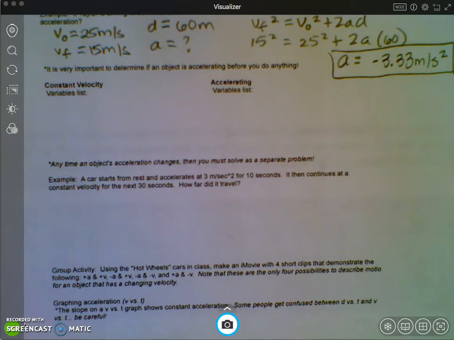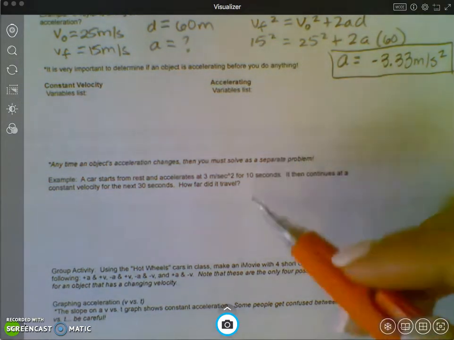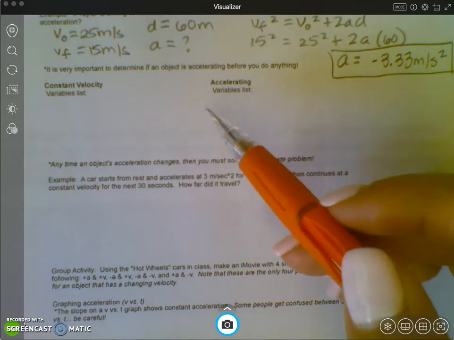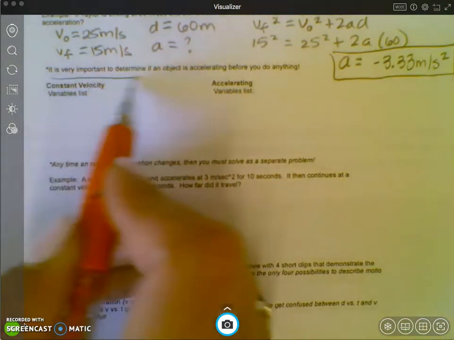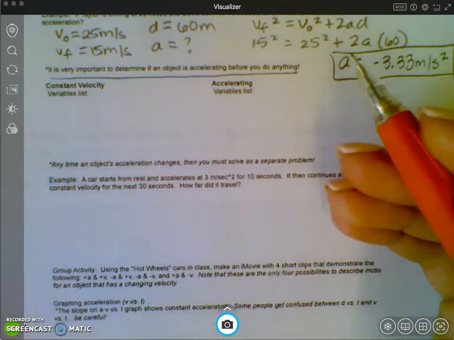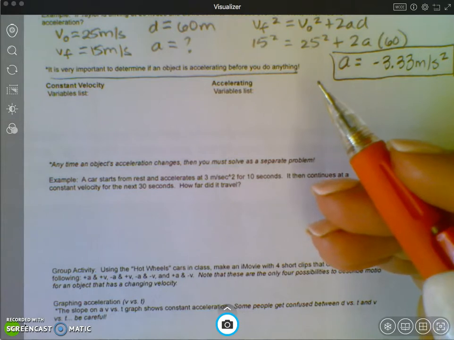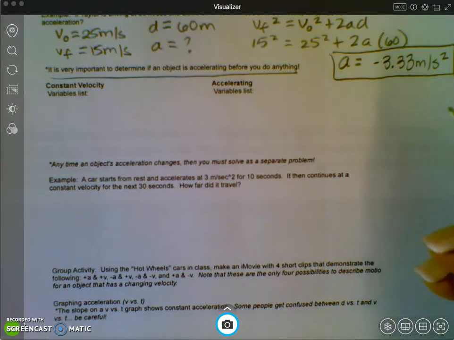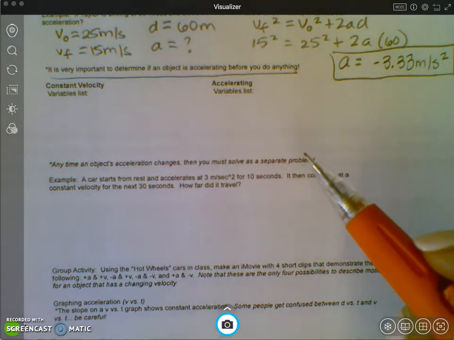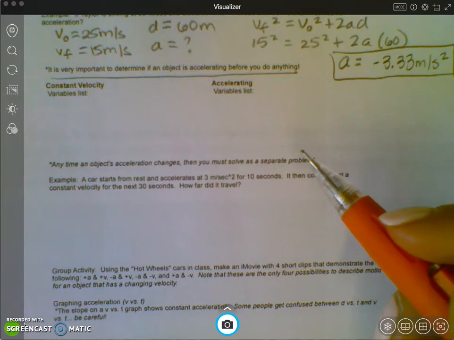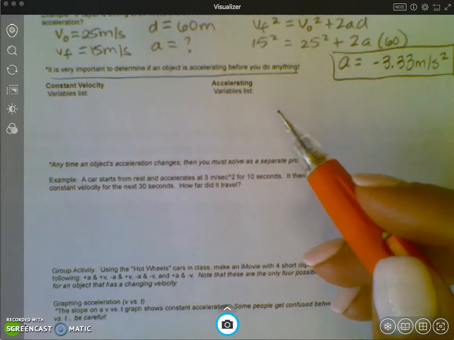All right, so before we move to the hard example, I want to make sure that you understand this part. It's super, super important, underline this, to determine whether or not an object is accelerating before you start the problem. If you don't do that, you're going to waste time trying to figure out variables. You're going to be confused. It's going to be frustrating. Okay, so you have to figure that out first. Key things to look for would be if you see the words constant velocity, or if you see anything saying that the speed changes, those would tell you one way or the other.